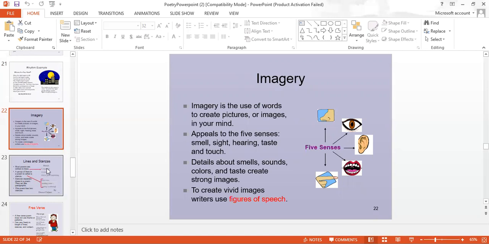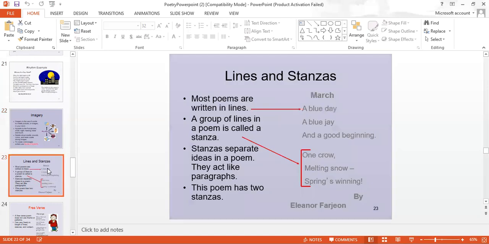So the next thing that we're going to talk about is lines and stanzas. You should know how to identify a line in a poem, and you should know what a stanza is. Most poems are written in lines, right? A group of lines in a poem is called a stanza, the one that we call a paragraph. But when it becomes a poem, we call it a stanza. So stanzas separate ideas in a poem. They act like paragraphs.